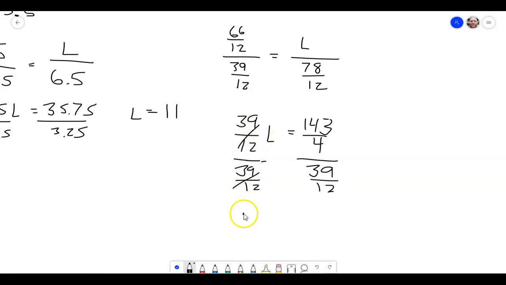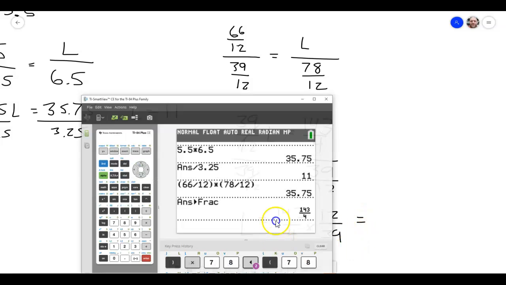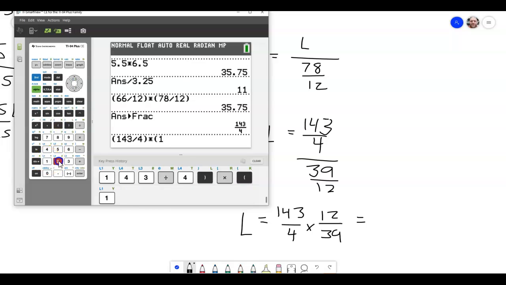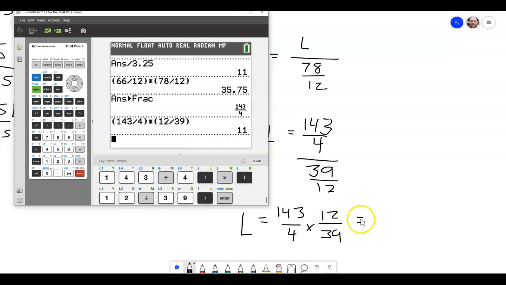That'll cancel this out. So I'm going to get L is equal to, and if I'm dividing a fraction by a fraction, I'm going to take the top, 143 over 4, and instead of dividing, I'm going to multiply it by the reciprocal. That's just flipping it, 12 over 39. And I should, as long as I did everything right, get 11. So let's find out here. So we have 143 divided by 4 times 12 divided by 39. And there I go. I get 11.